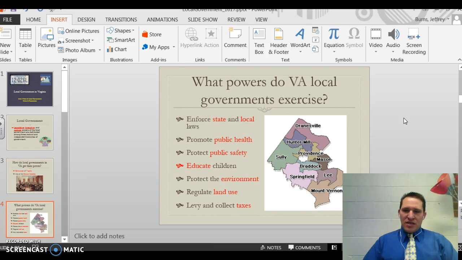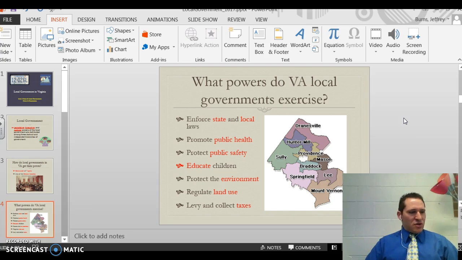Protecting the environment and making sure that the local environment is clean and kept up. Regulating land use. Is this area of land going to be used for residential or commercial or industrial purposes? They determine that through different codes. And then, of course, levying and collecting taxes at the local level, school tax and property tax and sales tax and things of that nature.